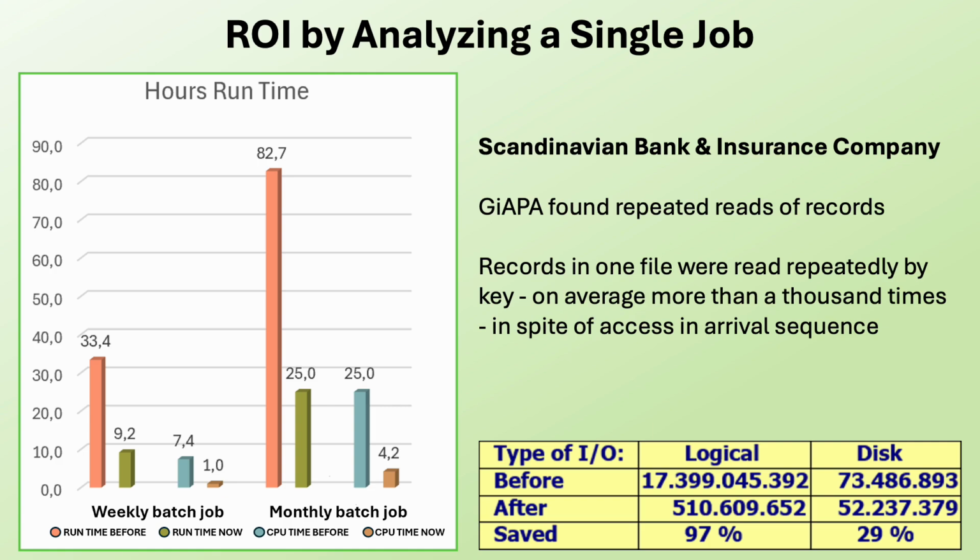GiAPA's unique database, including the relative record numbers being accessed per file, makes it possible to get statistics documenting this type of scenario where records are read repeatedly. Suggested savings involving improved file access are normally the most rewarding. No wonder, considering that most applications use 80% of the runtime on I/O.